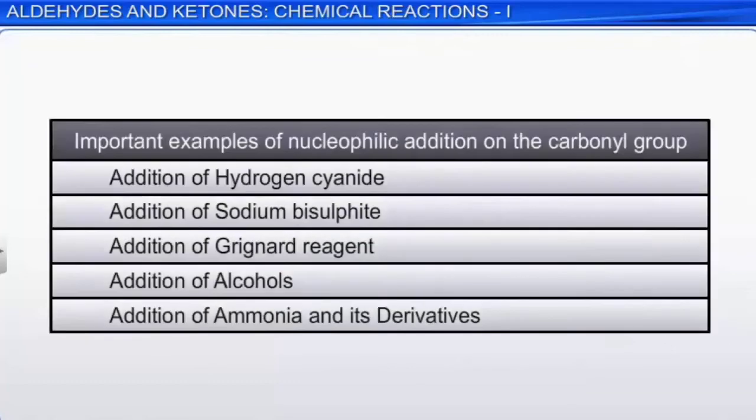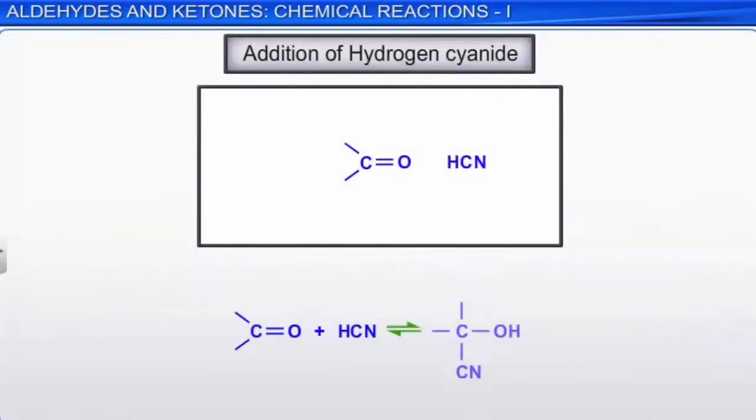Now let us look at some important examples of nucleophilic addition on the carbonyl group. These include addition of hydrogen cyanide, addition of sodium bisulfite, addition of Grignard reagent, addition of alcohols, addition of ammonia and its derivatives. When hydrogen cyanide is added to the carbonyl group of aldehydes and ketones, it yields compounds known as cyanohydrins.